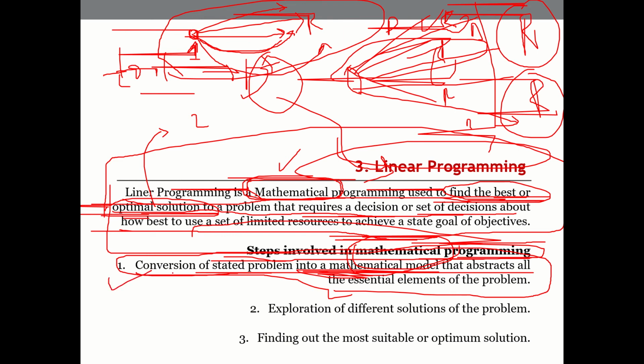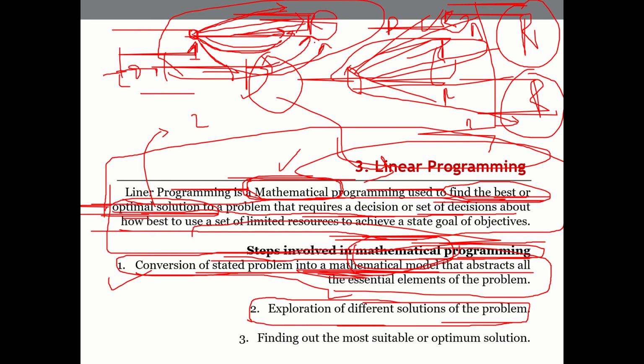How do we construct this? How do we translate a problem into a simple linear equation? Then the second step: exploration of different solutions to the problem. Like I was saying, we have 3 or 4 modes, 3 or 4 alternates through which I can reach a destination. So we should know what happens in each of these alternates, and then find out the best or optimal route for reaching this place.